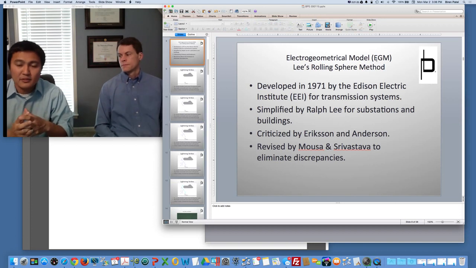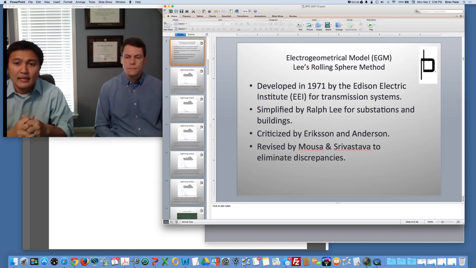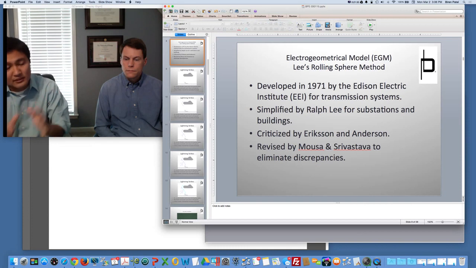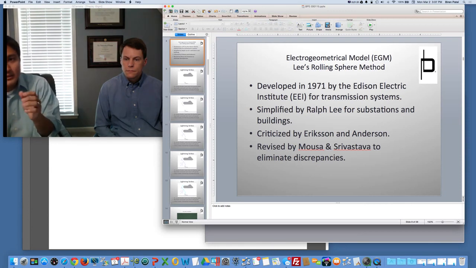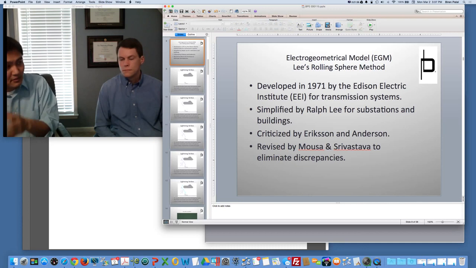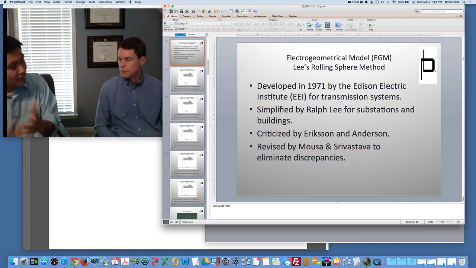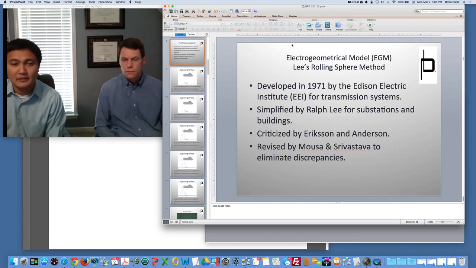It's based on geometry of a rolling sphere, and so the EGM method describes how lightning forms, and the rolling sphere method is another term that applies. The EGM, the electrogeometrical model. Right. So the rolling sphere method is a way to practically apply the EGM. Okay. For vocabulary.